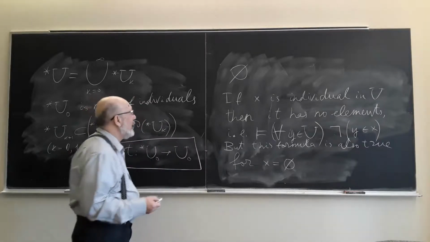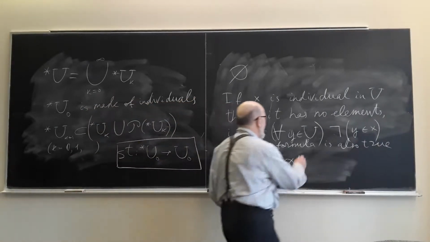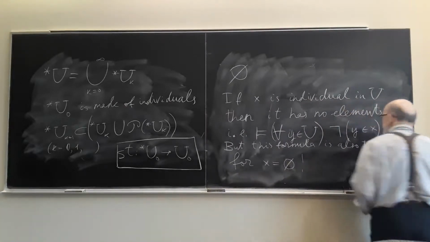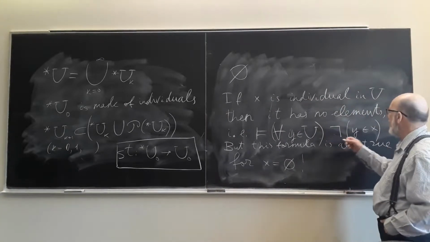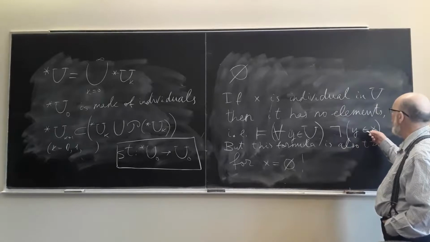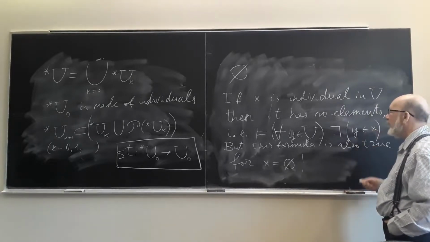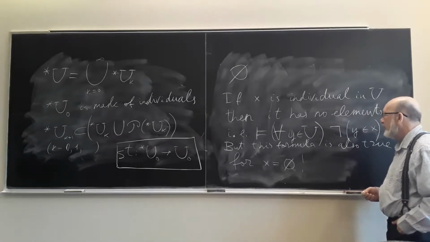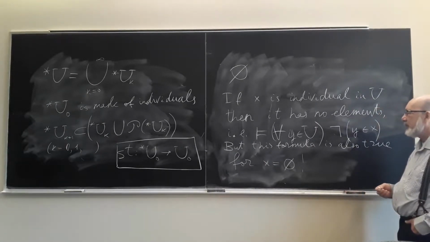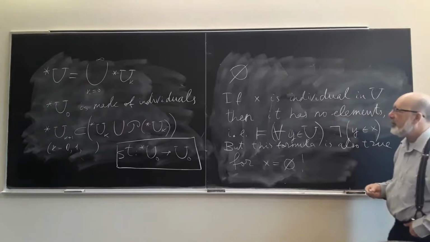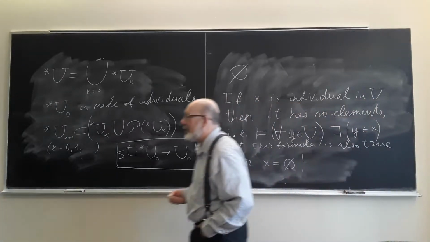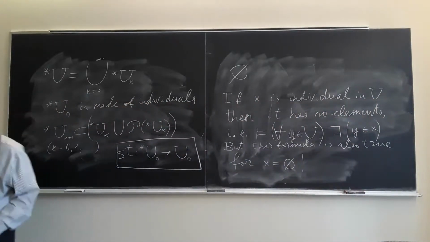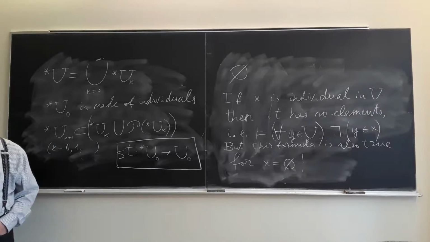So if you substitute the empty set in the place of X, you will have a true statement. So this means that formally the empty set is an individual. It is called a set, but it is an individual by its properties.